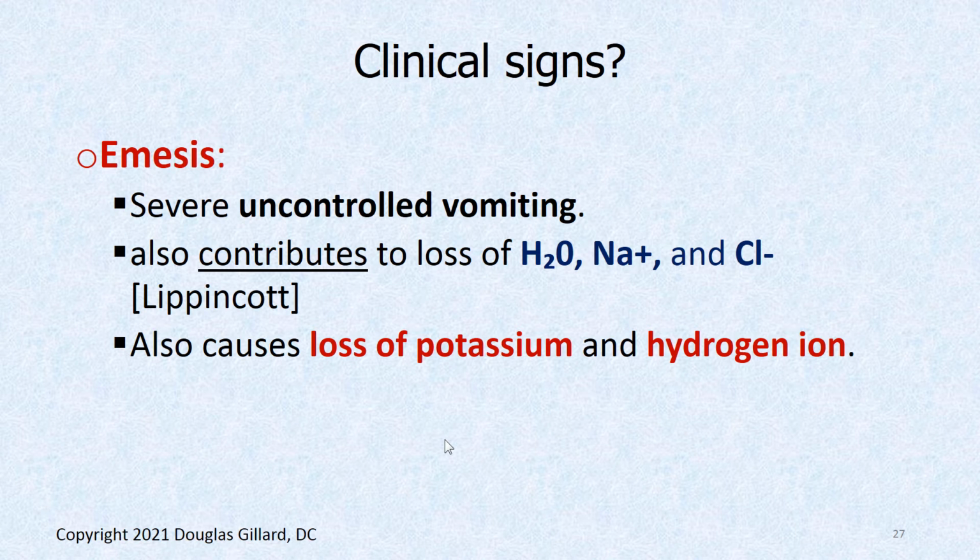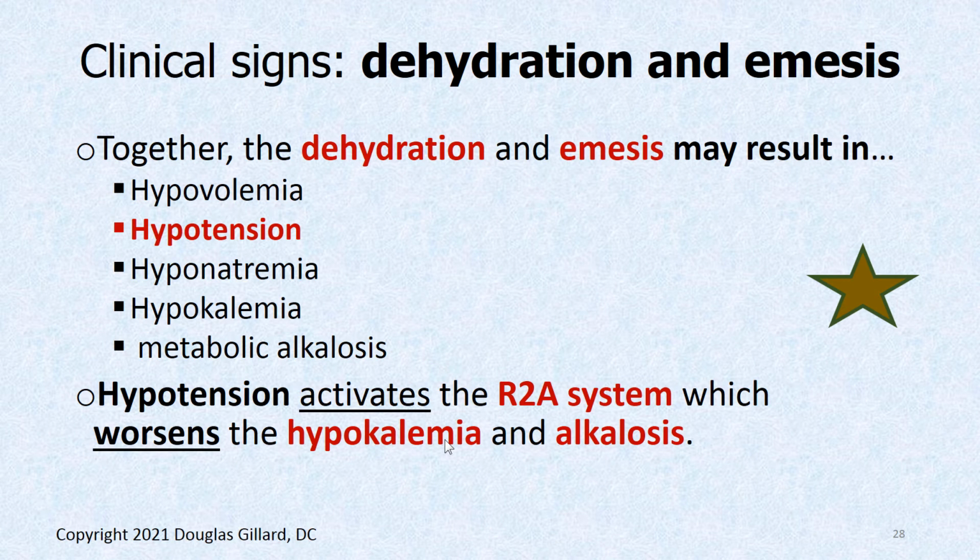And then on top of that, these patients are throwing up. So they're throwing up water and salt, and sodium and potassium is all being vomited out. So you lose more salt and water, and now you're losing potassium and hydrogen ion. And so now you can imagine what the blood work is going to look like. So therefore the dehydration plus the emesis result in low blood volume because you don't have enough water, which causes hypotension, and then hyponatremia and hypokalemia, and then metabolic alkalosis because you're vomiting out hydrogen ion.